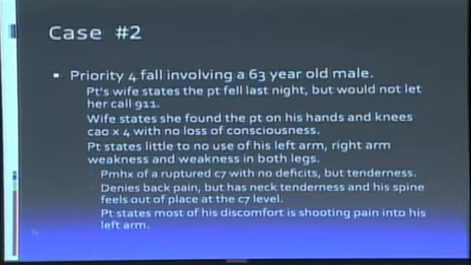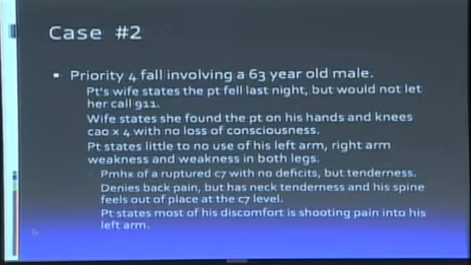His past medical history was significant for a ruptured C7 with no neurologic sequelae, but he had some persistent pain, I guess, in the area of his rupture. He denied any back pain, but had neck tenderness and pain, and for some reason his spine looked like it was abnormal in its appearance.